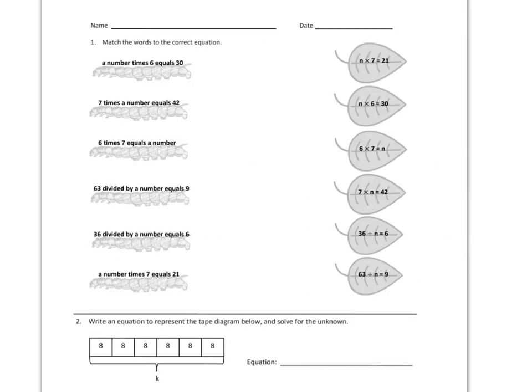Let's take a look at the problem set. Watch as I model how to complete the first one. The directions read, match the words to the correct equation. A number times 6 equals 30. Number is what I'm trying to find, so I'm going to use the variable n for number. So a number, or n, times 6 equals 30.